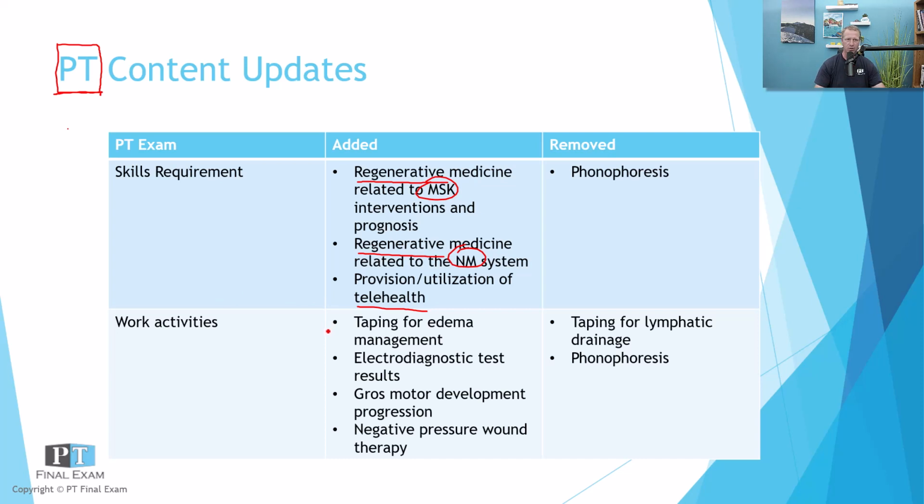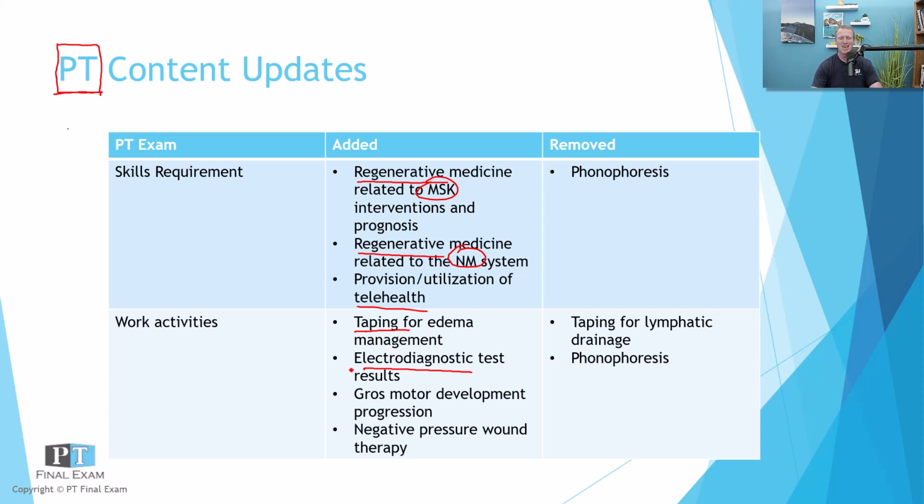Again, these are coming in a slow trickle into the core textbooks. So taping for edema management. This would be like kinesio taping or the dynamic type taping, where you can manage edema that way. Electrodiagnostic test results, we're talking about electromyograms, EMG testing, ways to be able to determine whether or not a person has increased nerve conduction velocity, what the fasciculations or fibrillations indicate. Those electrodiagnostic test results are important for your intervention and prognosis.